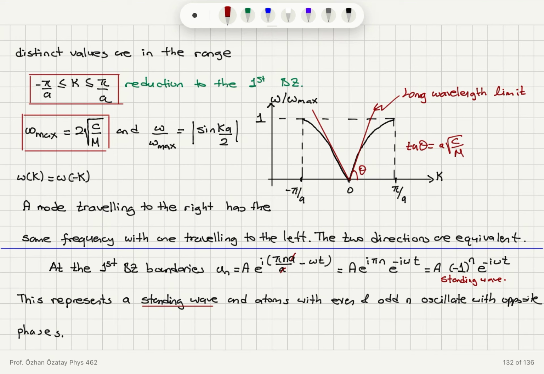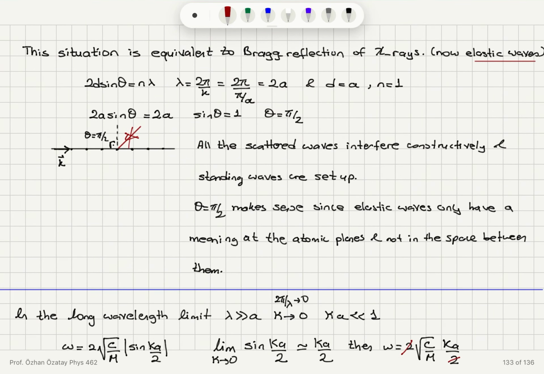And the behavior in the reciprocal lattice is symmetric. So basically we see that reduction to the first Brillouin zone gives us the full picture, because after that it's going to be periodic. And at the first Brillouin zone boundaries, we have standing wave solutions, and that is equivalent to the Bragg reflection of X-rays when theta is equal to pi over 2 and k is equal to pi over a. So that satisfies the von Laue diffraction condition. And that gives us basically standing wave solutions.